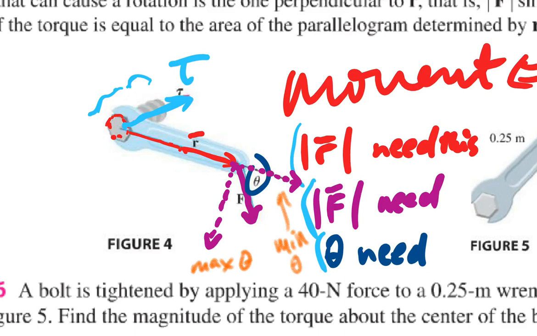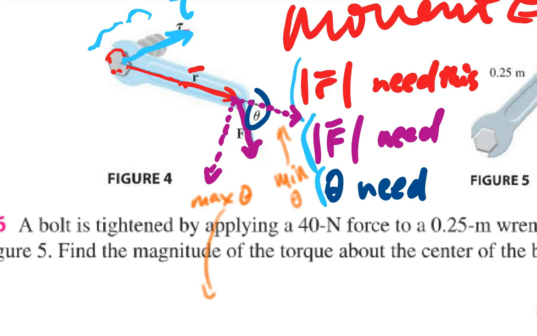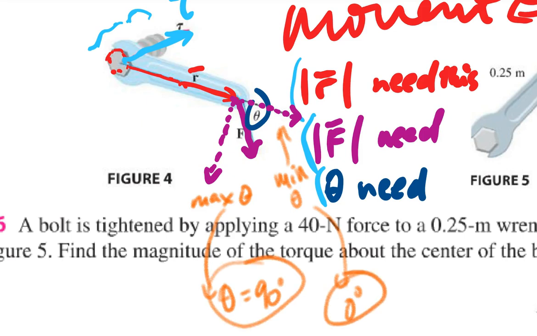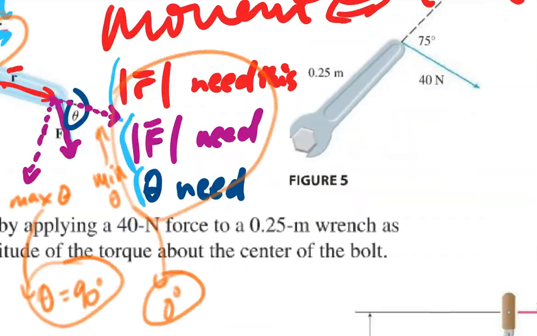So the first one, this theta here, would be 90 degrees. And this other one, theta would be 0 degrees. So this is where sine comes in, because sine has a maximum at 90 and a minimum at 0, okay? So if we apply sine in here somehow with all these guys, we've got a good start on how to apply all this business to torque, okay?